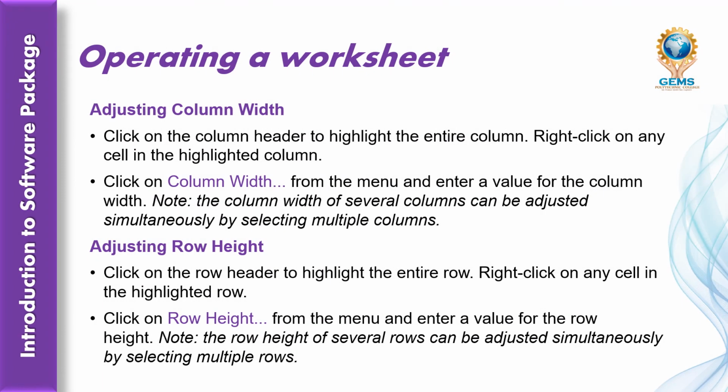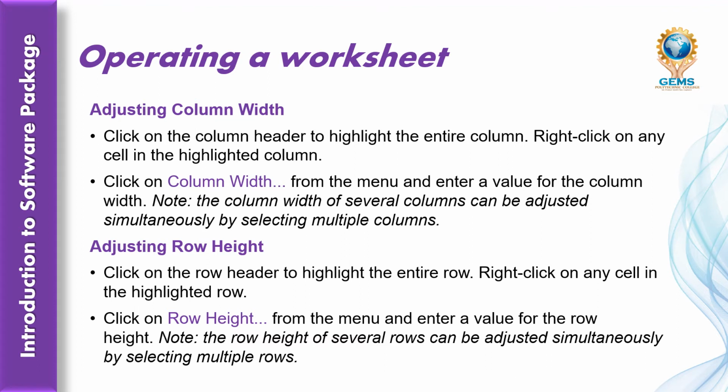Adjusting column width. Click on the column header to highlight the entire column, right click on any cell in the highlighted column, click on Column Width from the menu, and enter the value for the column width. Note that the column width of several columns can be adjusted simultaneously by selecting multiple columns.